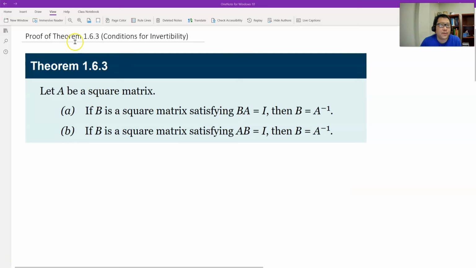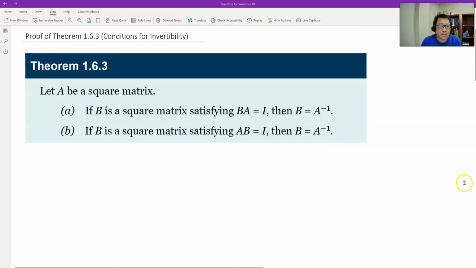In this video, let's prove Theorem 1.6.3, which tells us the conditions for invertibility. Let's say A is a square matrix, and B is also a square matrix satisfying B times A equals I, the identity. Then B is the inverse. Or we can switch the order of A and B: if A times B is equal to I, we also get that B is the inverse of A.